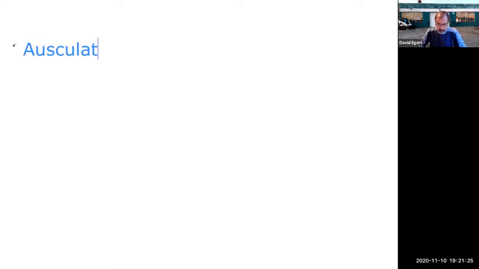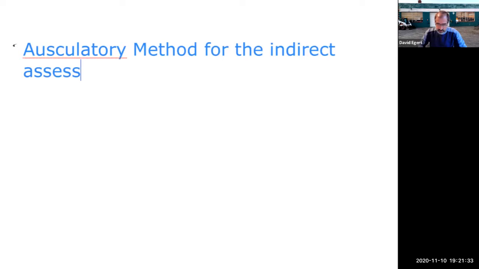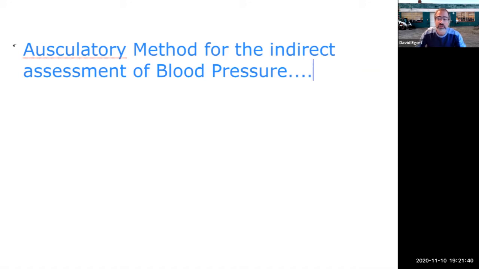The auscultatory method for the indirect assessment of blood pressure. Auscultate means to hear, to listen. So it's going to be using your ears, using a stethoscope in a particular way to make conclusions about what's happening, even though we're not actually inside the arteries.